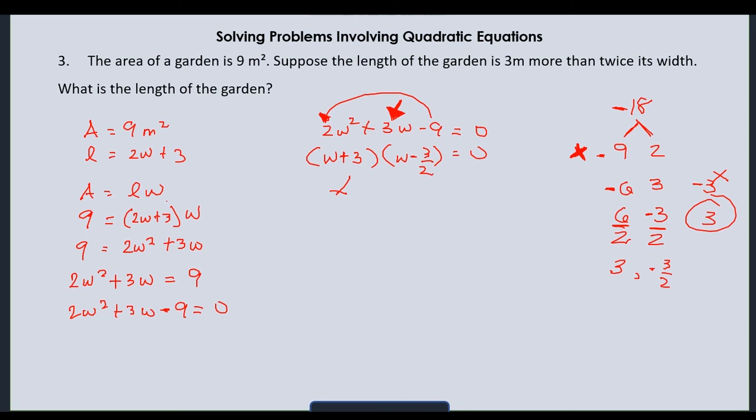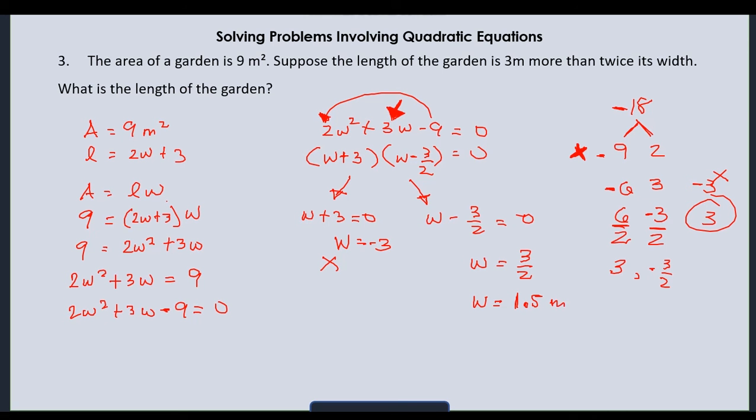So applying the zero product property, let's separate the two factors. W plus 3 equals 0. So this is going to be W equals negative 3. So unfortunately, we have no negative value for a measure. So we'll not consider this as our answer. The other one is W minus 3 over 2 equals 0. So W equals 3 over 2. Or you can also transform this to W equals 1.5 meters. So that's our width.